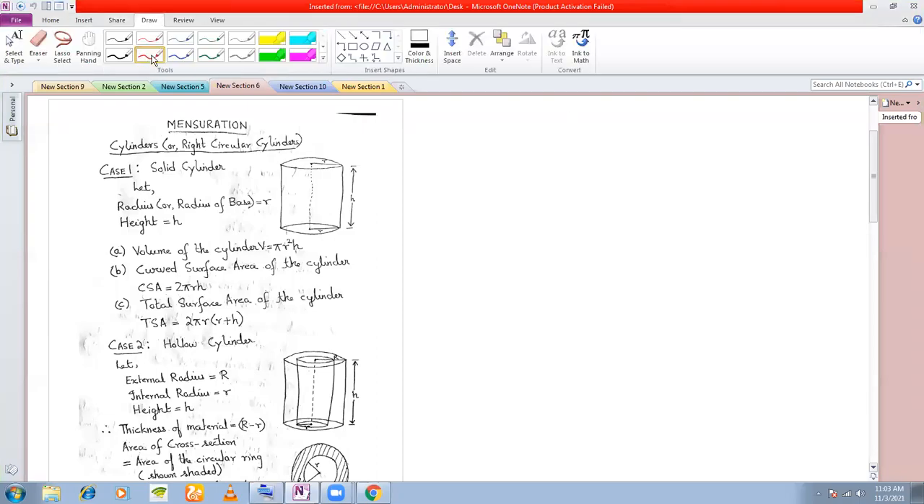The first formula for cylinders is the volume of a cylinder. Now remember that a cylinder is always defined by its height and radius. So if you know the height and radius of the cylinder, you know everything about the cylinder. You know the surface area, you know the total surface area, and everything you can find out if you know the height and the radius.